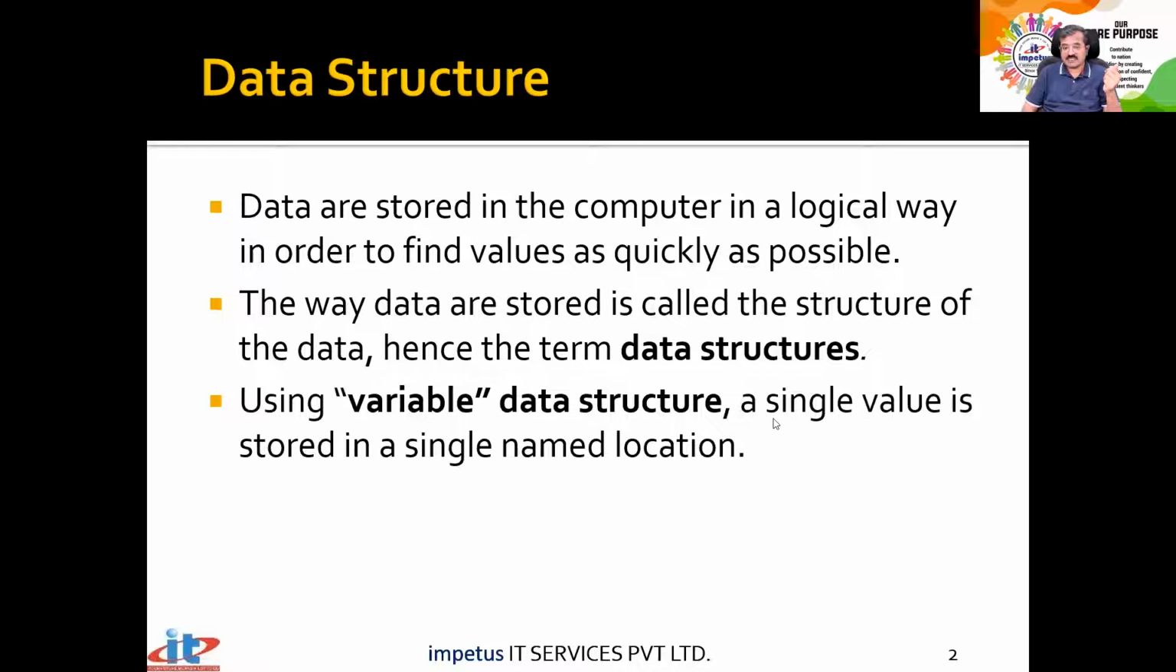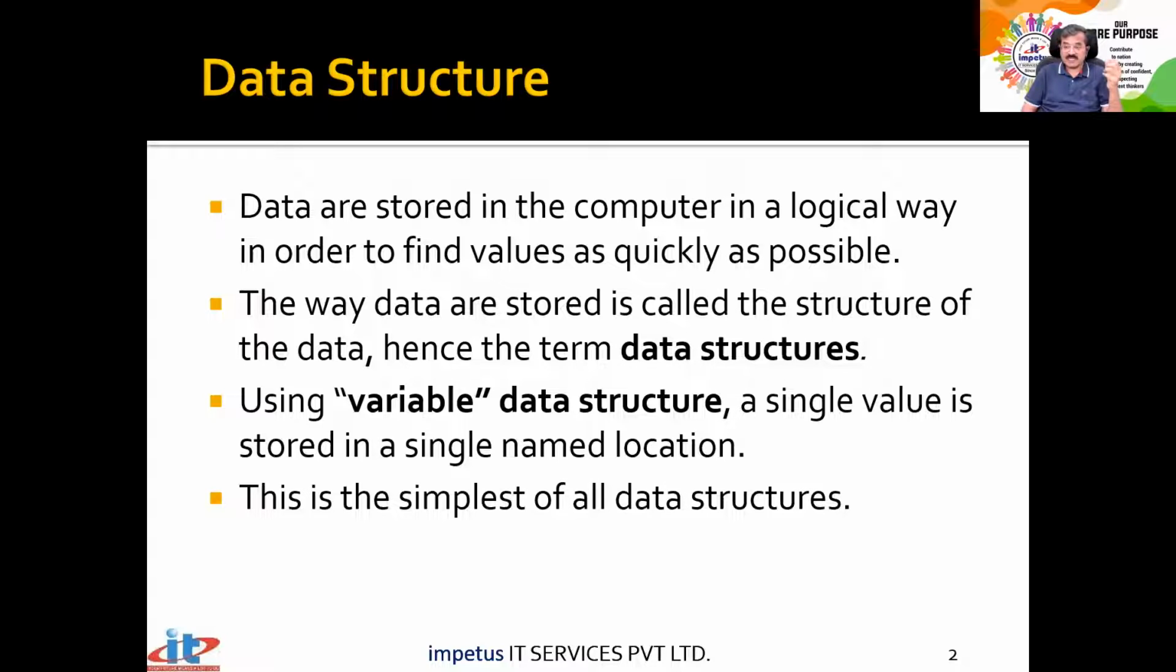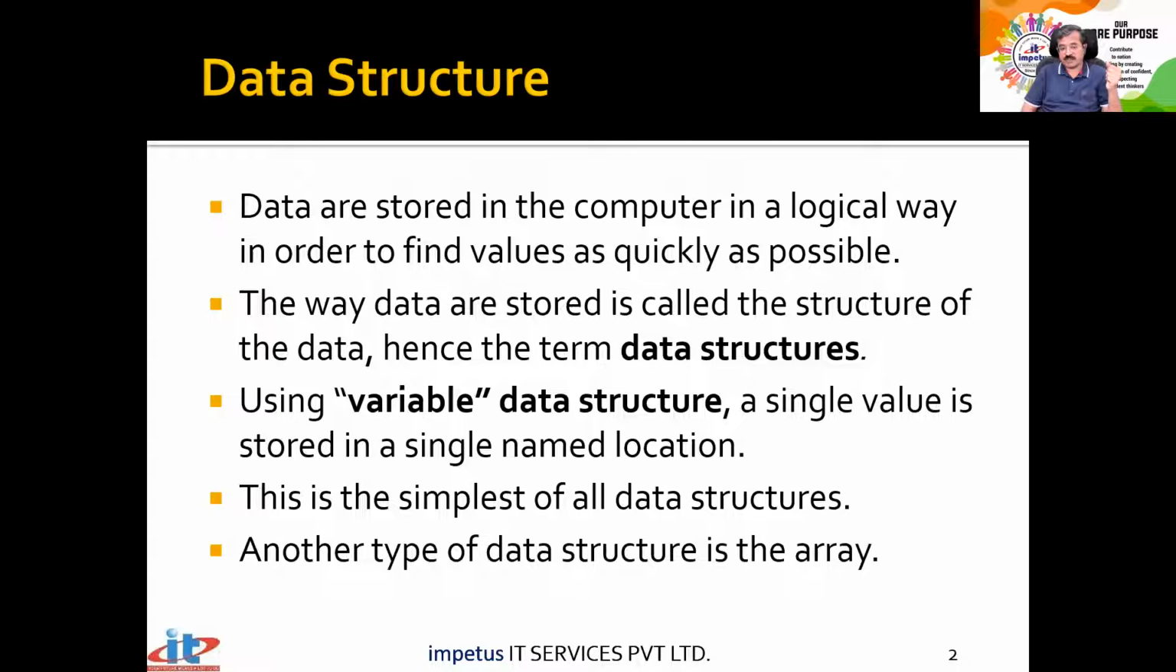Using a variable as a data structure, a single value is stored in a single named location. So when we said integer tax, some location in the memory was given the name tax in which we store the value. To refer to that value, it becomes easier. We can just refer to it by the name tax. So variables are the most common data structure that we come across, but they're very primitive. A variable can hold only a single value, not more than one. So variables are the simplest of all the data structures that we come across.